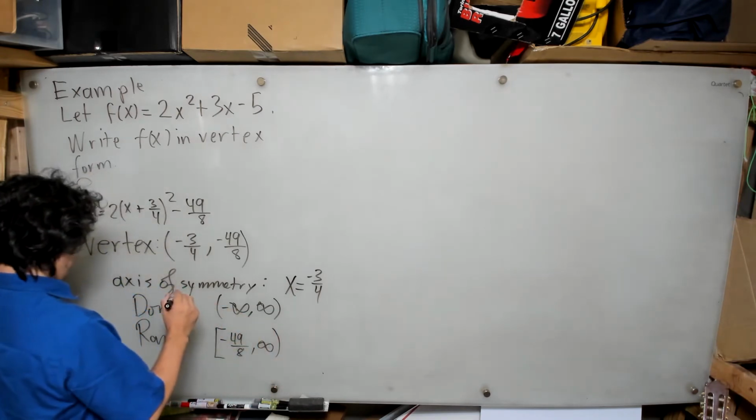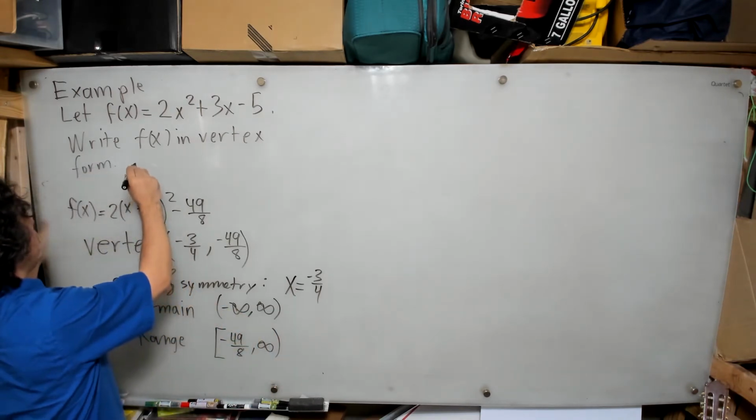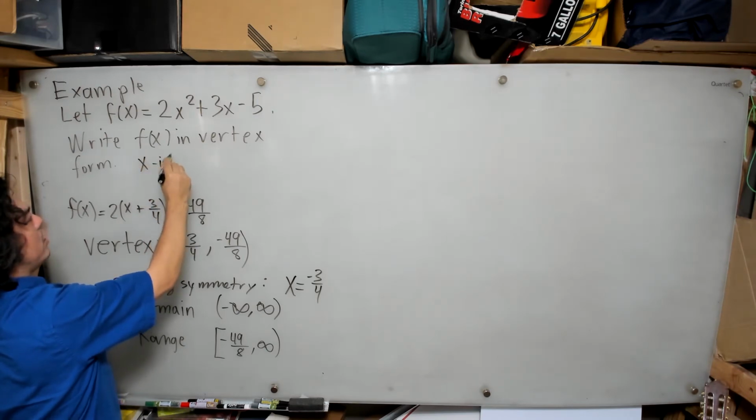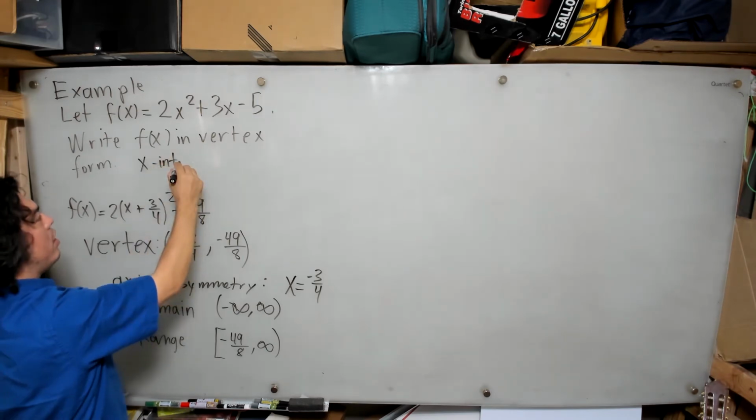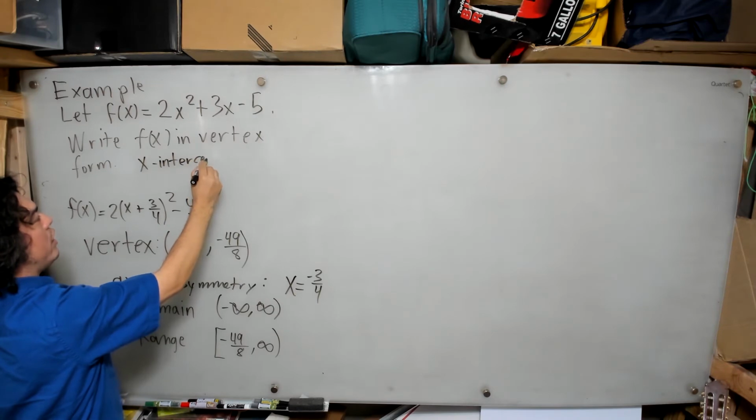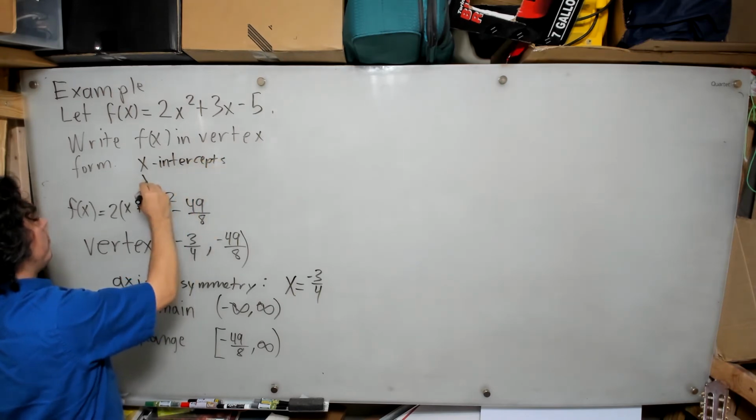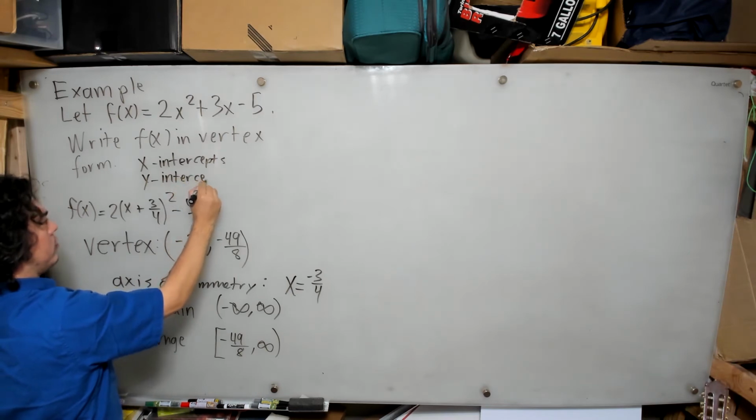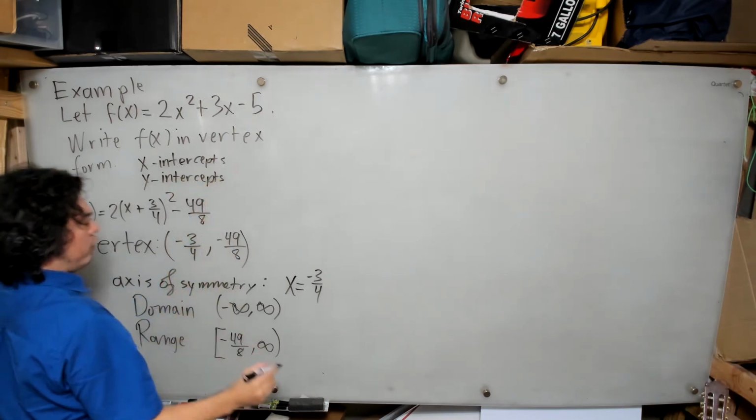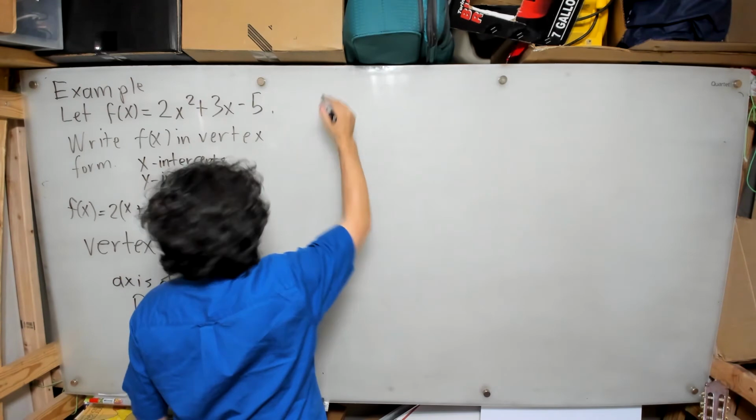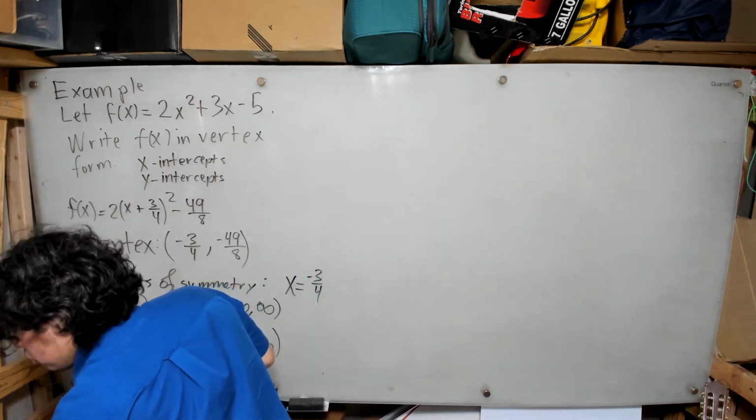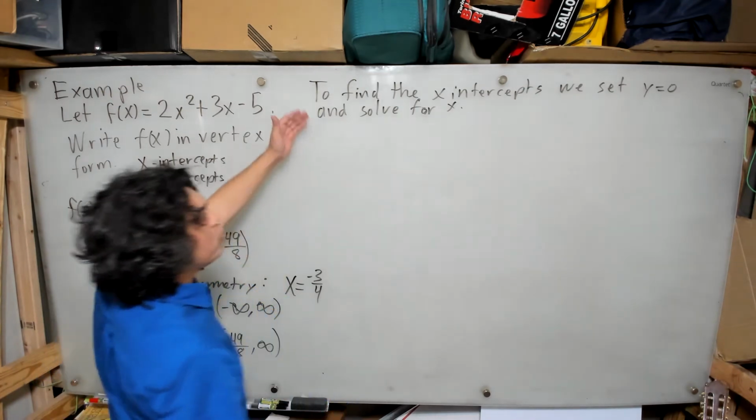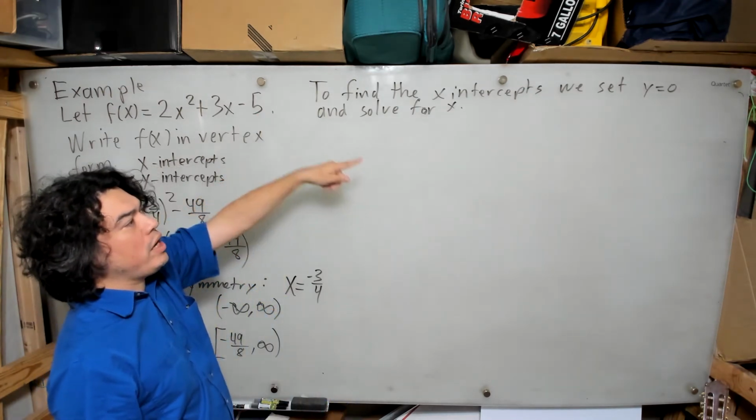So let me notate what I'm missing here. I'm missing the x-intercepts. I'm sorry that I'm getting this all overblown, but I hope you'll bear with me. So to find the x-intercepts, we recall that to find the x-intercepts, we set y equal to 0 and solve for x.